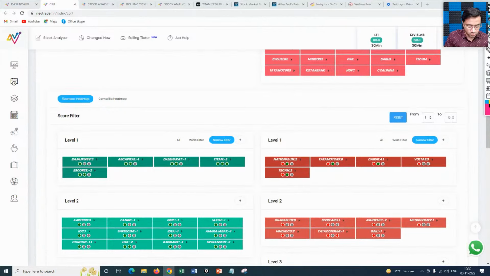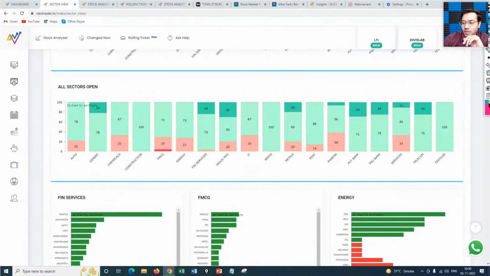And if you see what sector per se is moving, we can go to the market view page. And when we go to the market view page today, we find that the cement sector is moving.